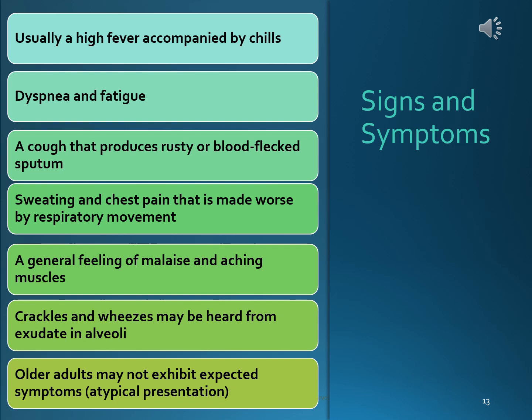Bacterial pneumonia produces a cough that has rusty or blood fleck sputum. The sputum can also be yellow, green, even sometimes brown, depending on the organism, and can sometimes be pretty foul smelling. People will get chest pain, and we call this pleuritic chest pain, that is made worse by respiratory movement. So the pain gets worse with inspiration.